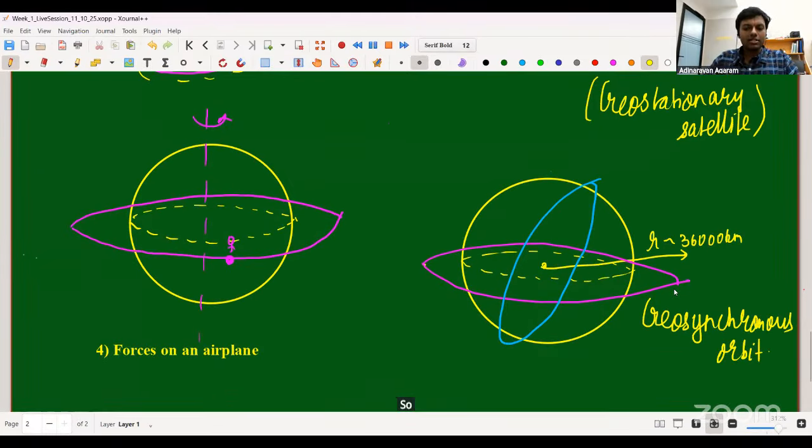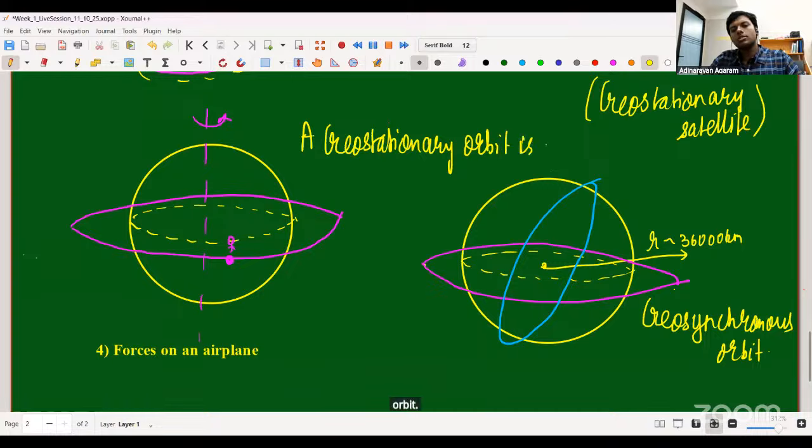So all geosynchronous orbits are not geostationary orbits. A geostationary orbit is a geosynchronous orbit.